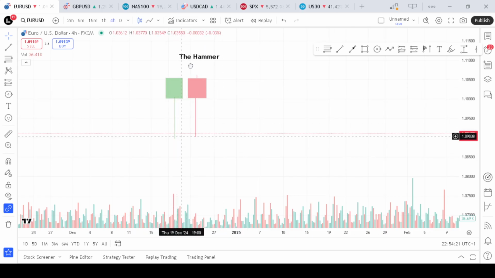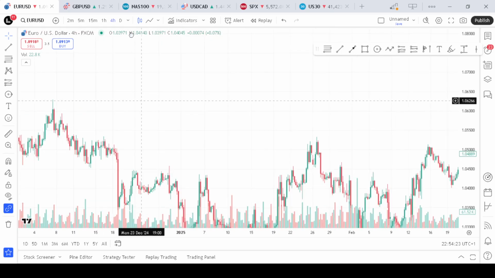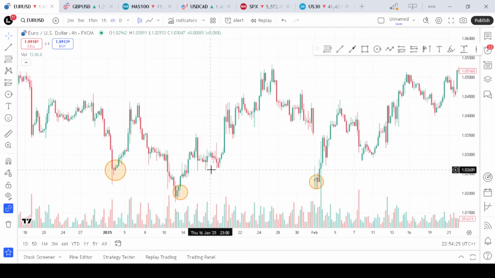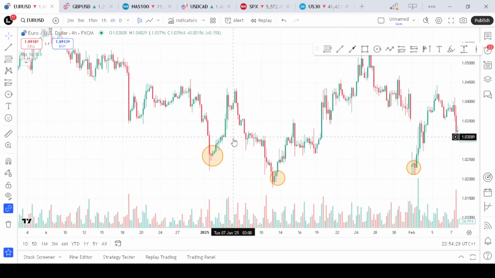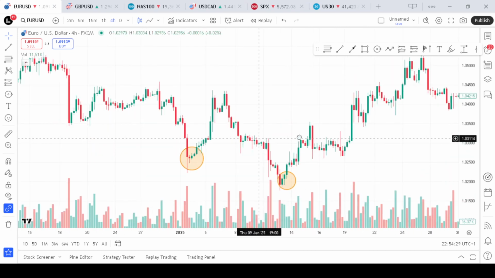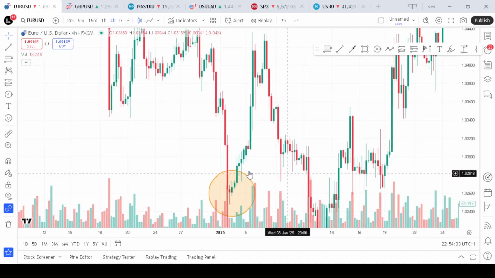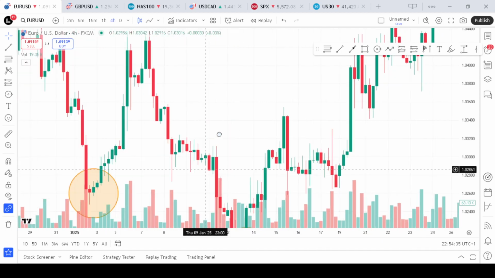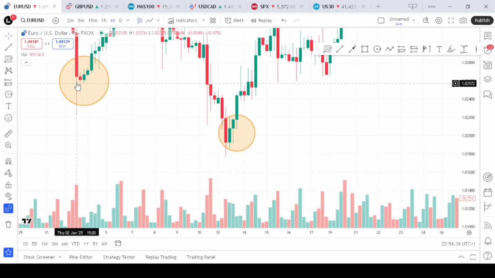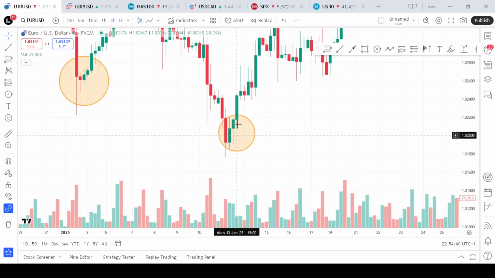But before that, let's spot the pattern on our chart, and I've already marked out areas where we will spot this pattern. And as we can see, they are typically at the end of a downtrend. And you can see this is the first hammer. This is a hammer at this particular area.